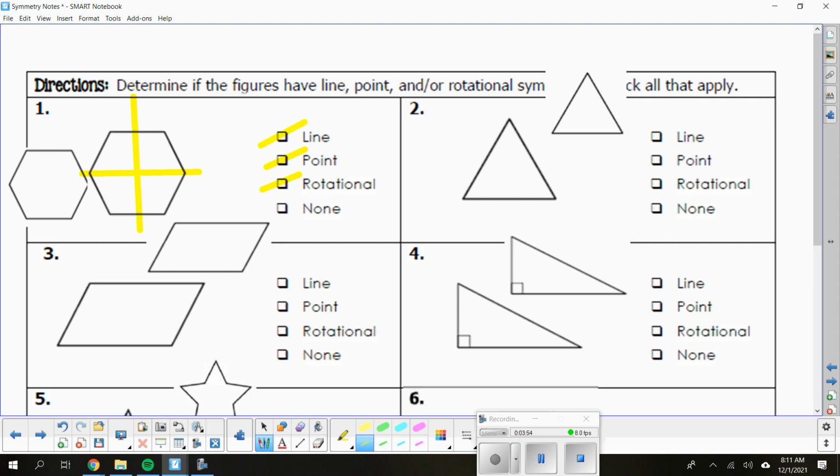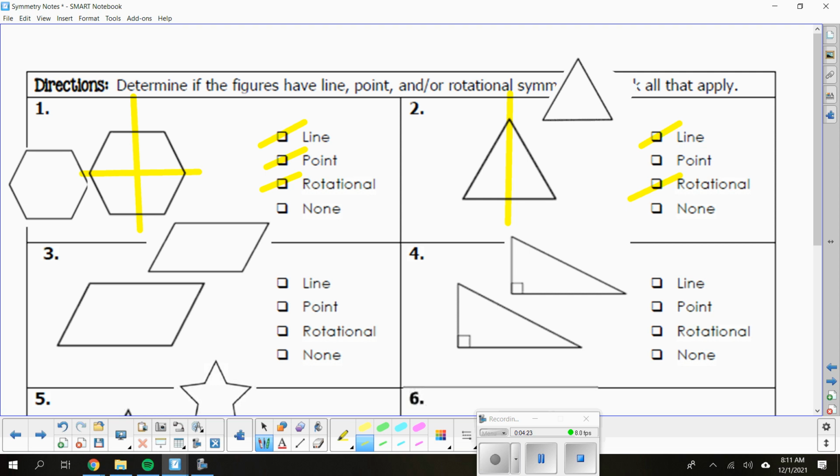On number two, I could draw a line down the middle. So yes, it has line symmetry. I check for point symmetry. If I flip this guy over, no, it does not look the exact same. So it does not have point. But at any point as I'm rotating it, does it look the exact same? Yeah, right there. So this one would have rotational. So this is an example of having rotational but not having point symmetry.